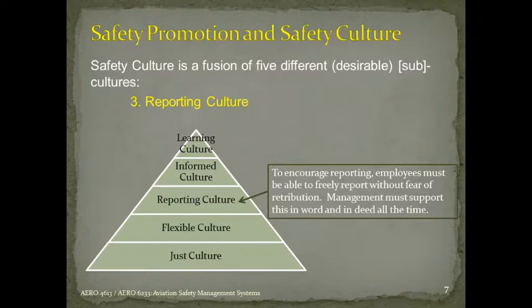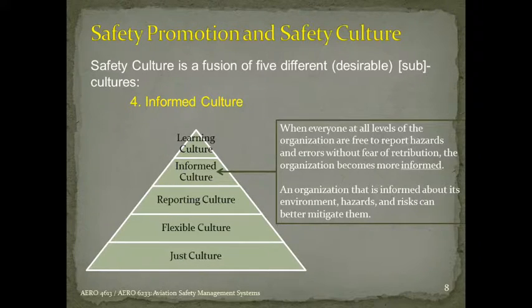With employee reporting, the organization becomes informed. In other words, the organization, management, and safety committees know what is going on within the organization. Management knows what hazards, errors, or problems may be lurking on the front lines. When an organization is better informed about its environment, hazards, and risks, it can better mitigate them. You have to know about them in order to mitigate them.